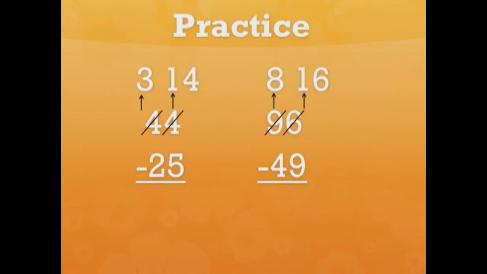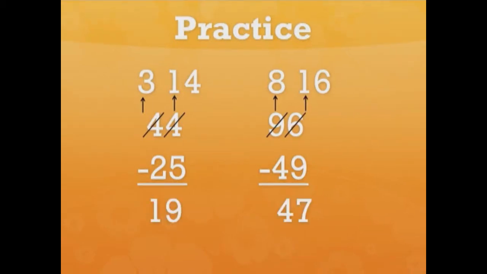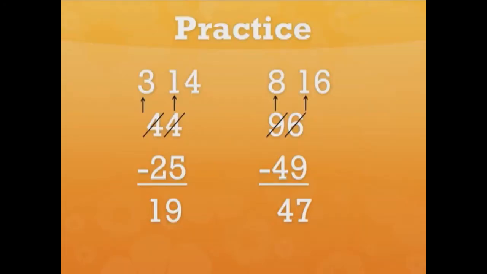Let's see if you got them right. These are the answers we came up with. 44 minus 25 equals 19, and 96 minus 49 equals 47.